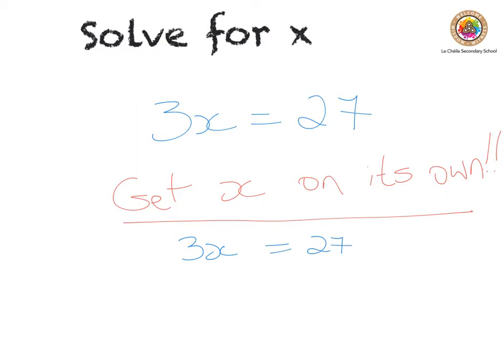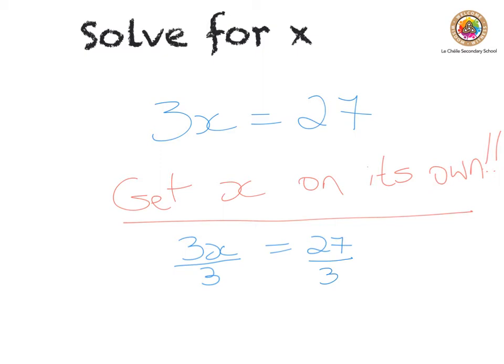So I look and I see, well, what's x multiplied by? Here, x is multiplied by 3. So what's the opposite of multiplication? Well, the opposite of multiplication is division. So I'm going to divide by that 3. And the one important thing that we need to remember is, if I do something on one side of the equation, I have to do the same thing on the other side of the equation. And that's called balance. I'm balancing the scales.